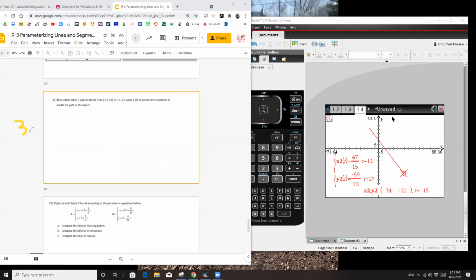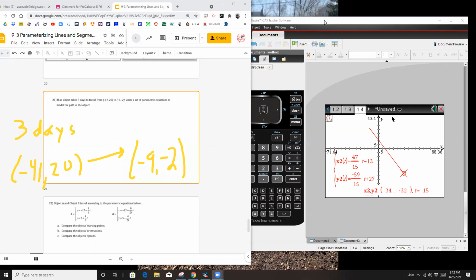So it takes 3 days. So now t is in days to go from negative 41, comma 20, so in the direction from negative 41, comma 20 to negative 9, comma negative 2.